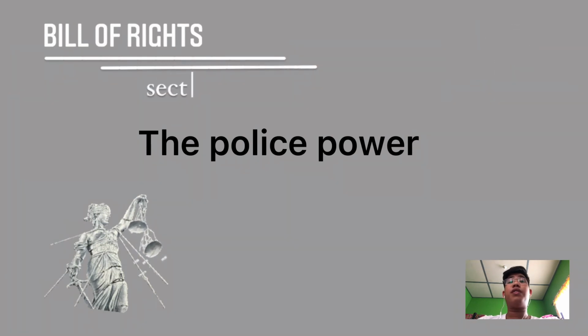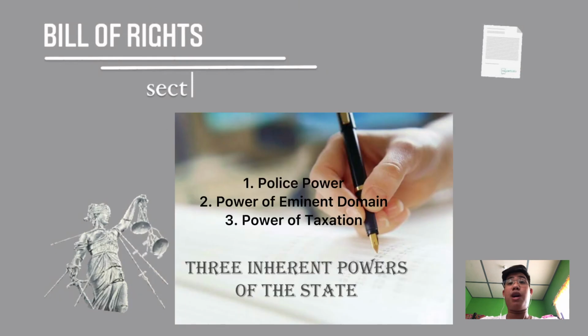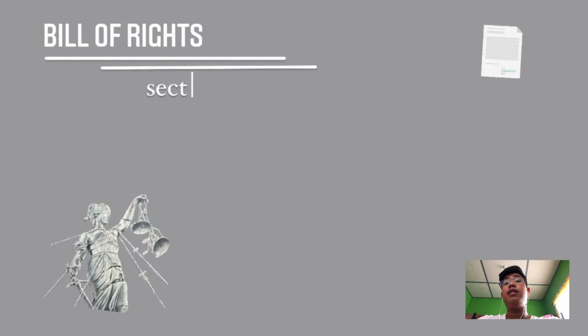This is the power of our government to exercise reasonable control over persons and property within its jurisdiction in the interest of the general safety, security, health, morals, and welfare, except where legally prohibited. Isa ito sa tatlong pinakamalaking kapangyarihan ng ating estado: ang police power, power of eminent domain, and power of taxation. Now, how come the police power can be supreme over the non-impairment clause?